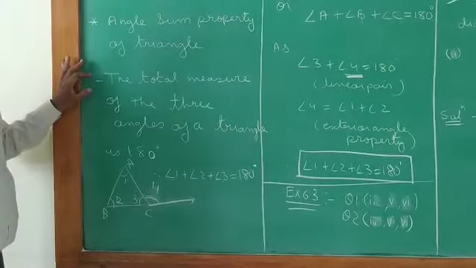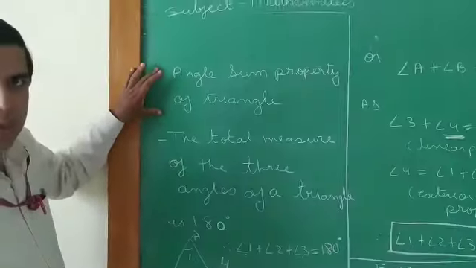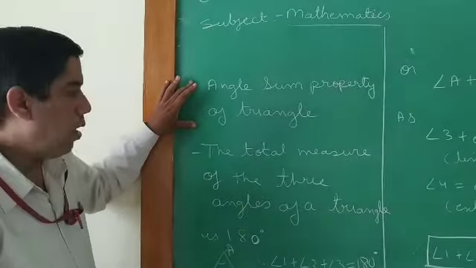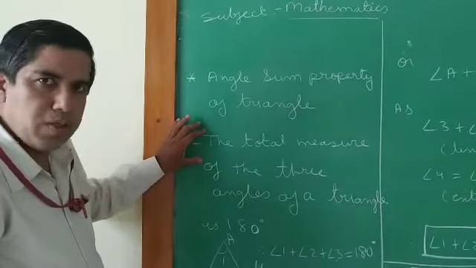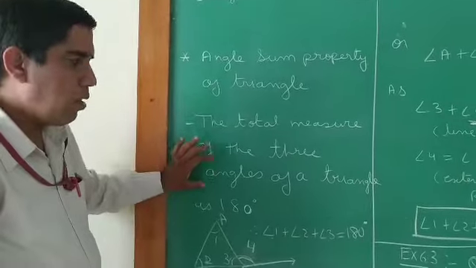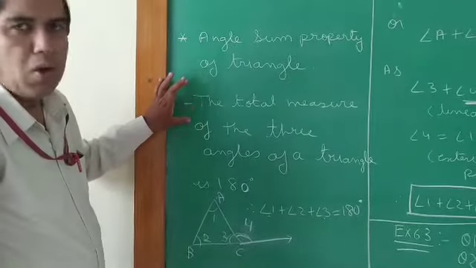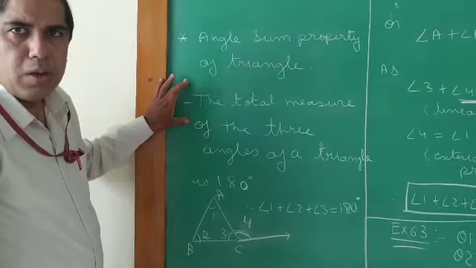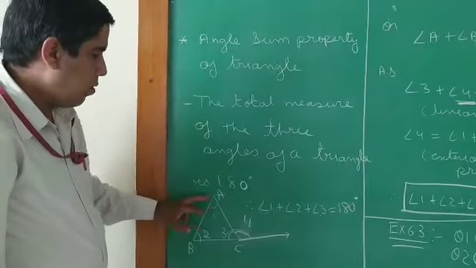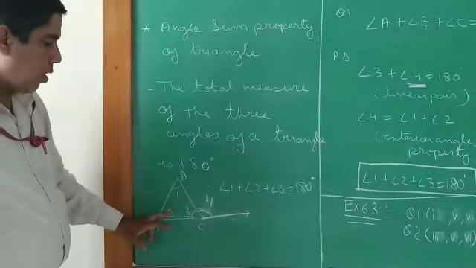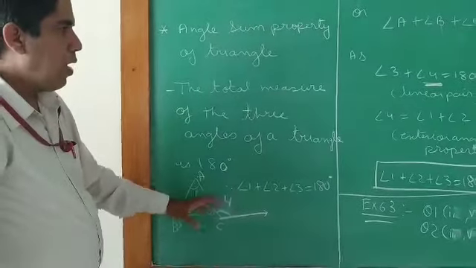I am repeating once again. What is the property name? Angle sum property of a triangle. The total measure of the three angles of a triangle is 180 degrees. This property is called the angle sum property of a triangle. Angle 1 plus angle 2 plus angle 3 is 180, and I have just explained how this is coming.